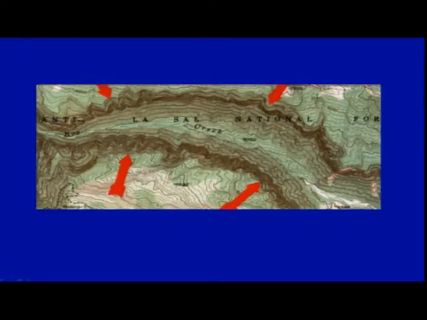Now on the topographic maps also you can easily make out how the landforms, like the folded areas, can be looked at.